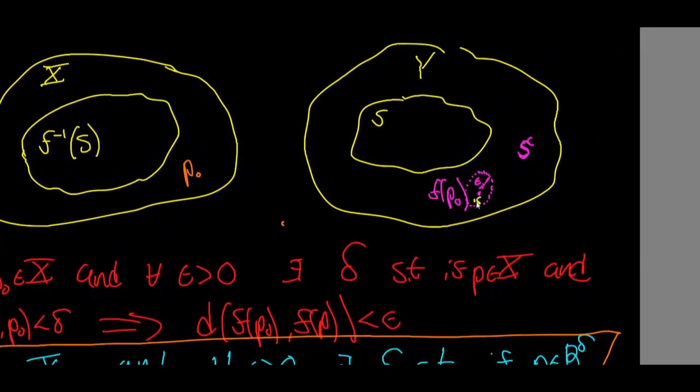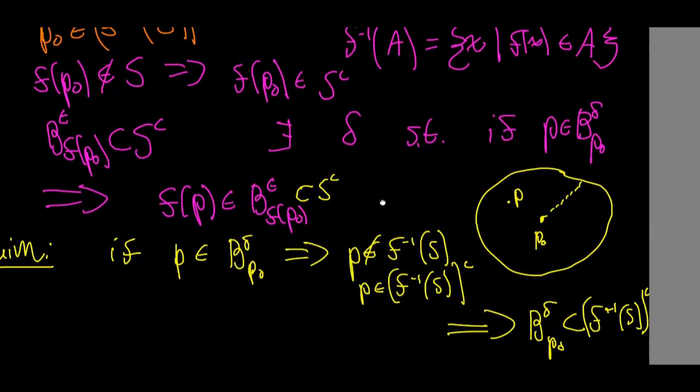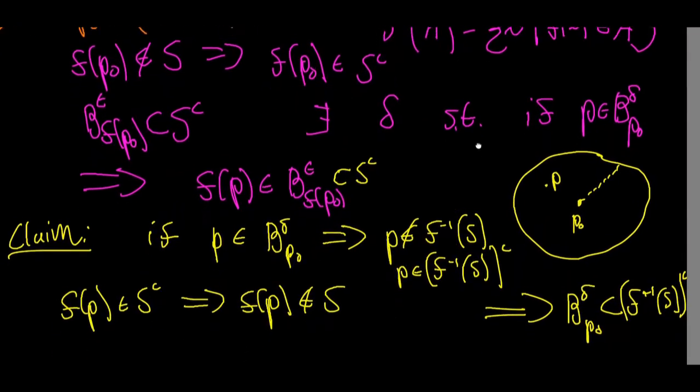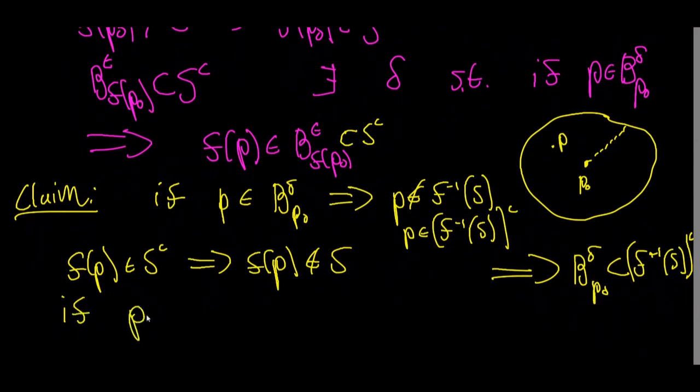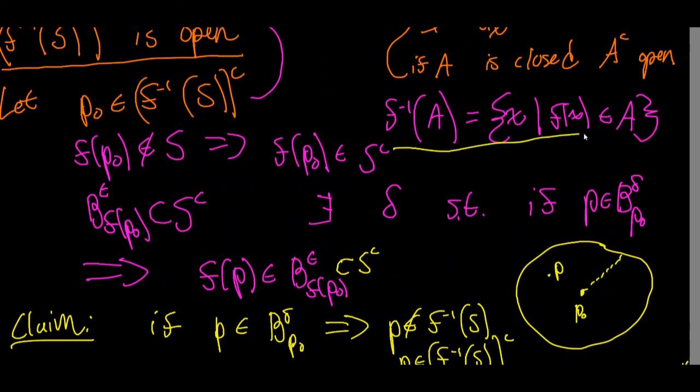So f of p is somewhere over here. F of p is somewhere over there, right? Maybe right here. So, check this out. If f of p is in the complement of S, then this implies that f of p is not in S. And check this out. If p were to be in the inverse image of S, then this implies that f of p must be in S by definition of the inverse image of a set.